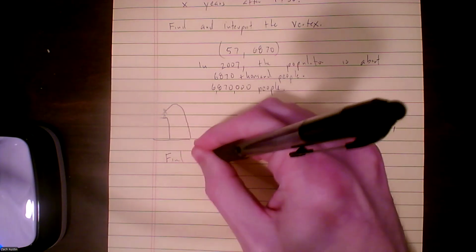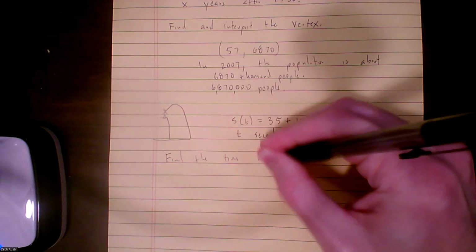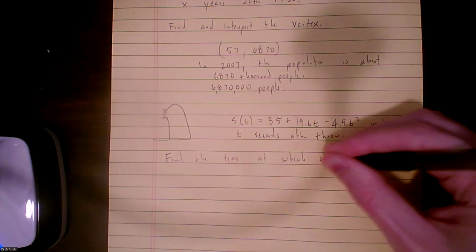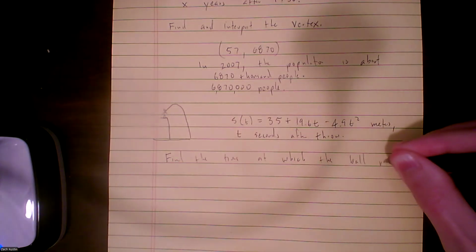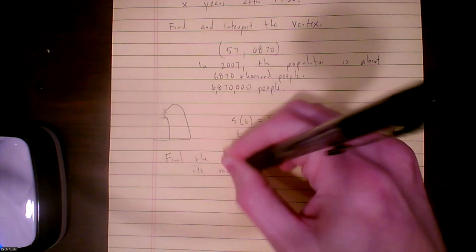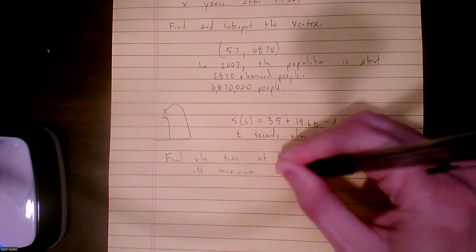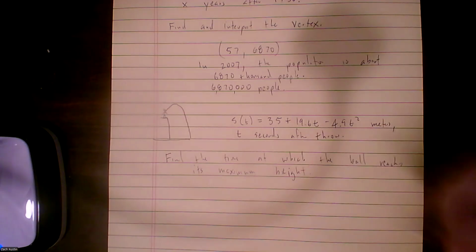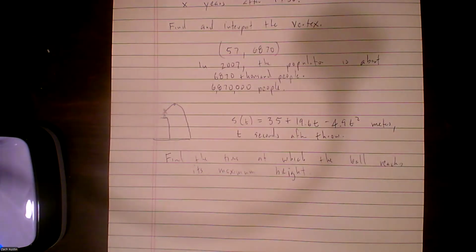Okay, so let's find the time at which the ball reaches its maximum height. Okay, and the ball is going to reach its maximum height at its vertex. Now, we did this problem in module 1, and if you recall, I told you we just didn't have the tools to solve this by hand. Well, now we do, and our numbers are actually going to be reasonable to work with here. So let's go ahead and do this one by hand just to get a little extra practice with that.